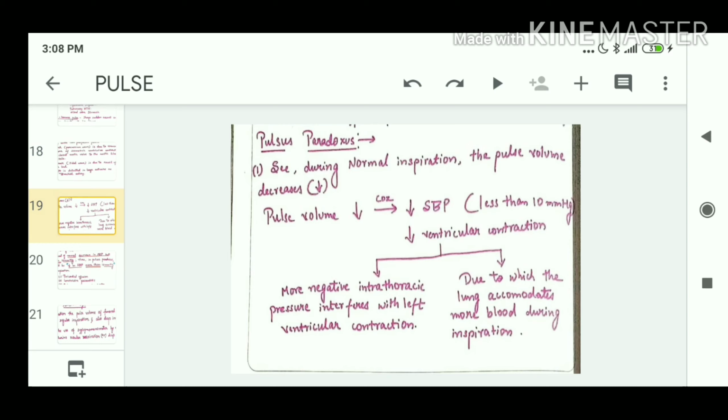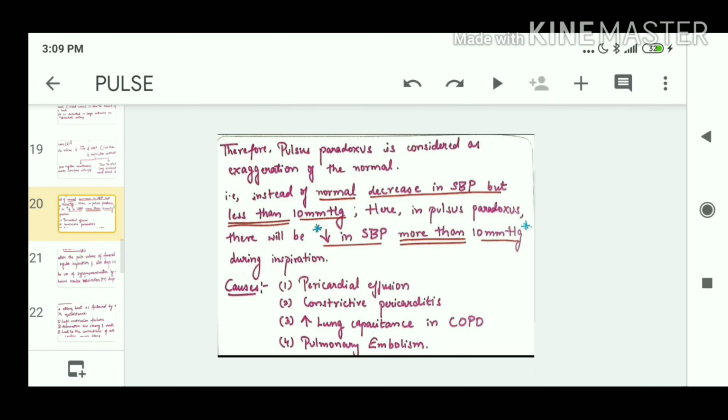Because of a decrease in the systemic blood pressure, which will be less than 10 mmHg. And why will there be a decrease in systemic blood pressure? Because there is a decrease in the ventricular contraction, and it is mainly due to two main factors. The first factor is that there will be more negative intrathoracic pressure, which interferes with the left ventricular contraction, due to which the lung accommodates more blood during inspiration. So this was the normal mechanism. What happens in the pulsus paradoxus we will see in the next slide.